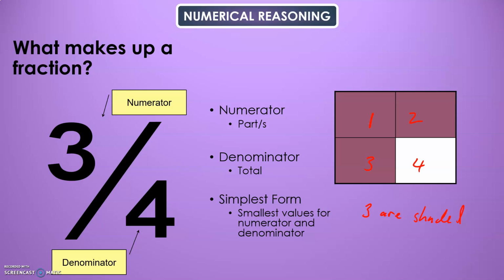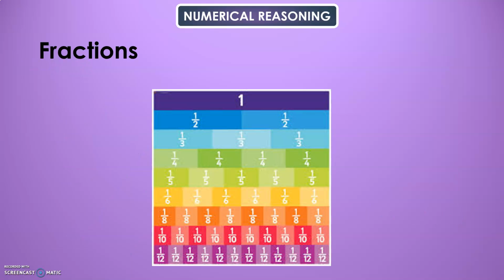Another word you might hear me talk about is the simplest form, which is a fraction with the smallest numbers for the numerator and the denominator. So fractions are, we take a whole and we divide it into smaller parts. So here you can quite clearly see that a half, or 1/2, is 2 equal sized parts that make up a whole.